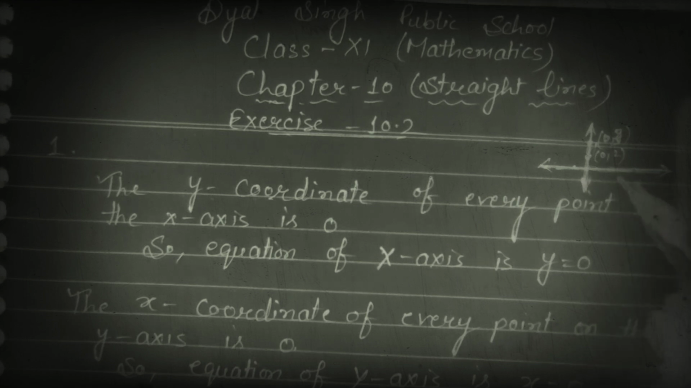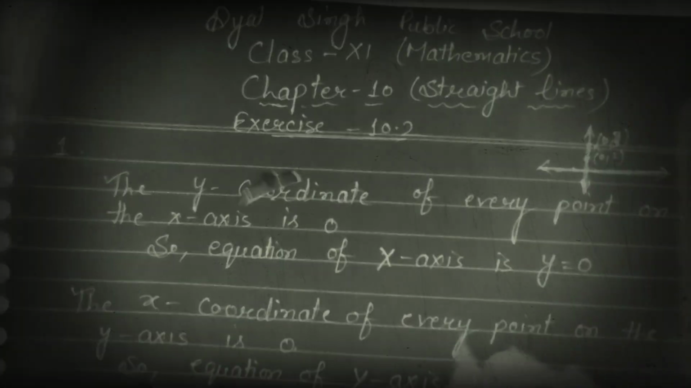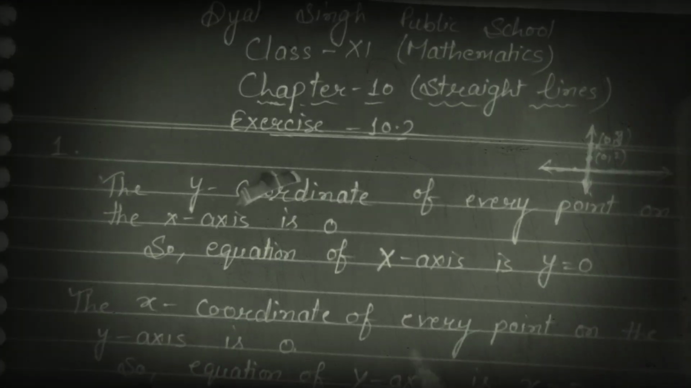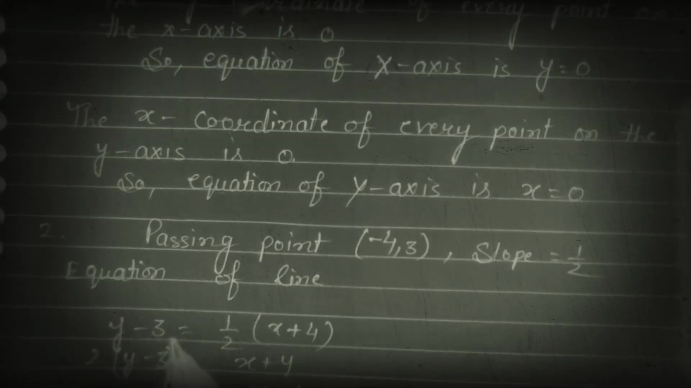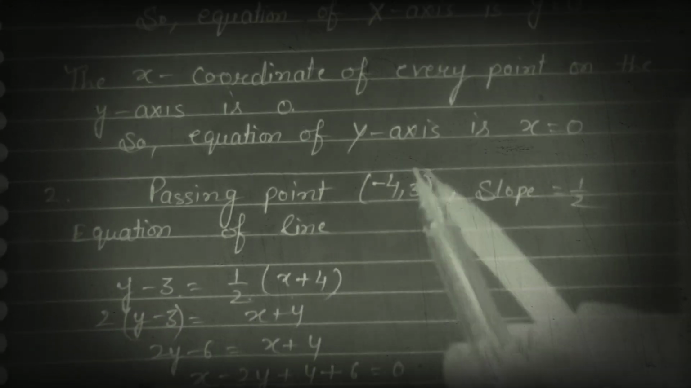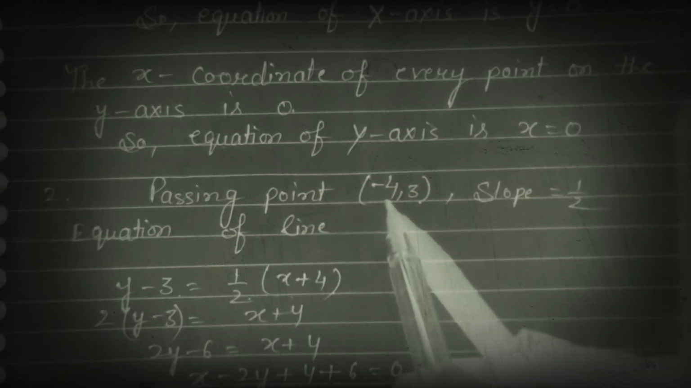Now come to the second question. We have to find the equation of the line passing through the point minus 4, 3 with slope 1 by 2. In this question, one passing point and the slope are given, and we know that if slope and passing point are given, then the equation of the line is y minus y1 is equal to m into x minus x1. So y1 is 3, x1 is minus 4.